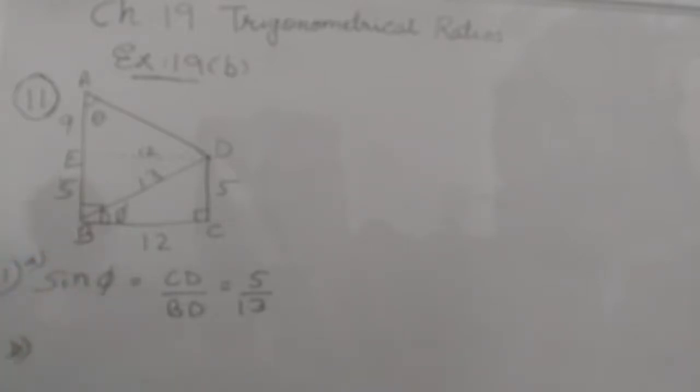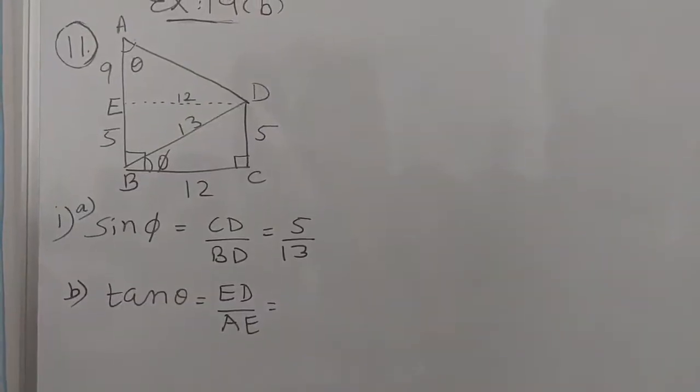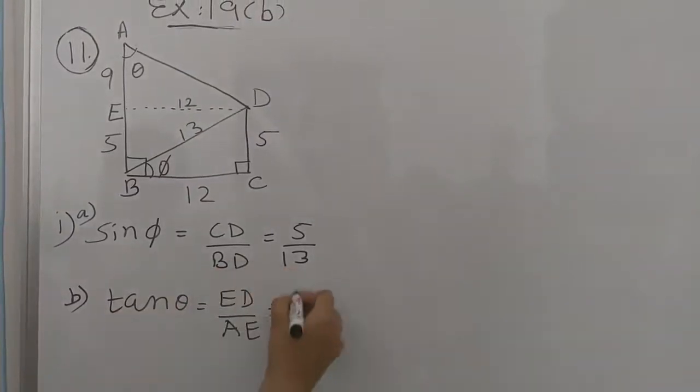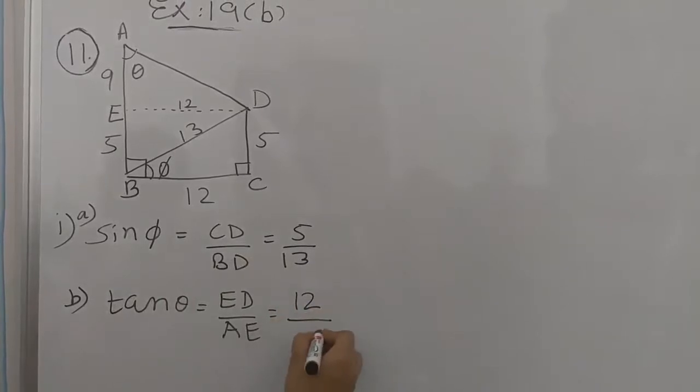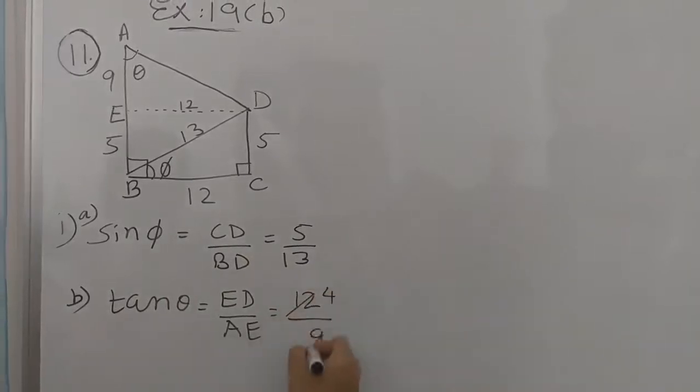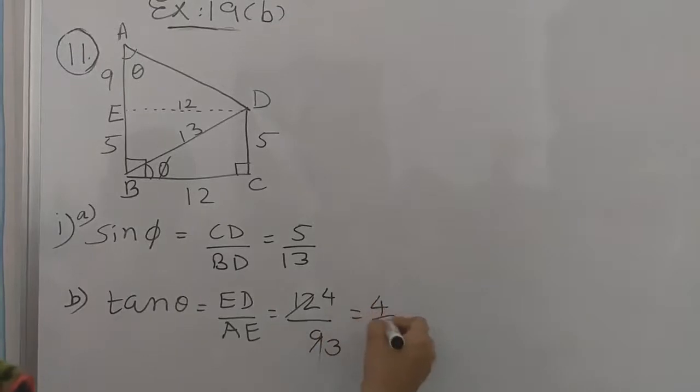Now B answer, that is tan theta. Tan theta means, theta is located here, that is opposite upon adjacent. It means ED upon AE. See the figure everybody, opposite to theta there is the ED side. ED is 12 and AE is 9. By cancellation, we'll get 4 by 3 as our tan theta value.